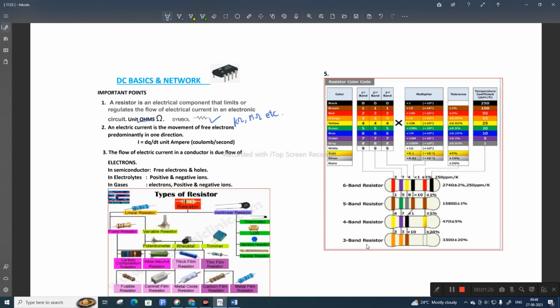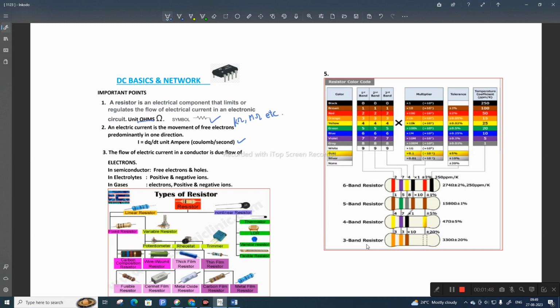Next, an electric current is a movement of free electrons predominantly in one direction. Predominantly means in one particular direction. So I is equal to dq by dt. Unit is ampere or coulombs per second. Remember this, they will ask directly in the examination.